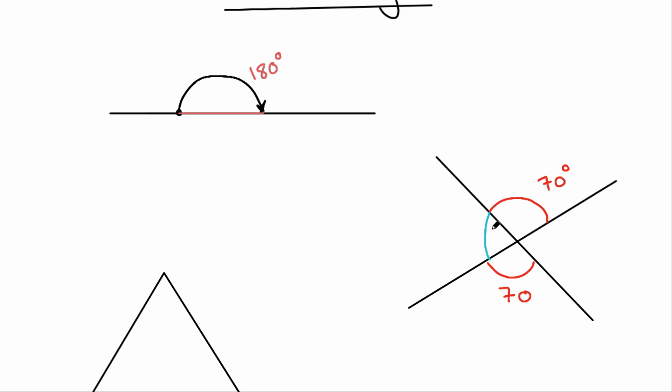If I have an angle here and I have, say, 110, then this one has to be 110. Okay, so vertically opposite angles, or just angles that are directly across from each other and make this shape, they're going to be equal in measure.